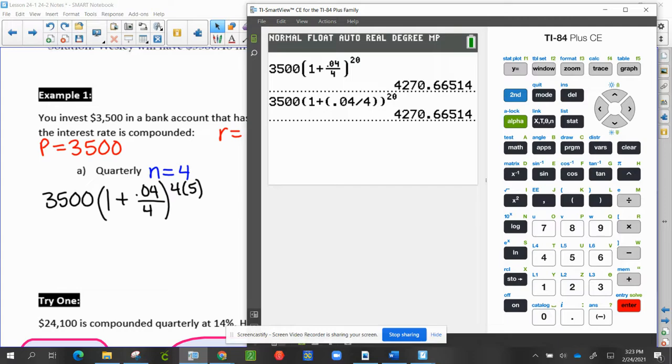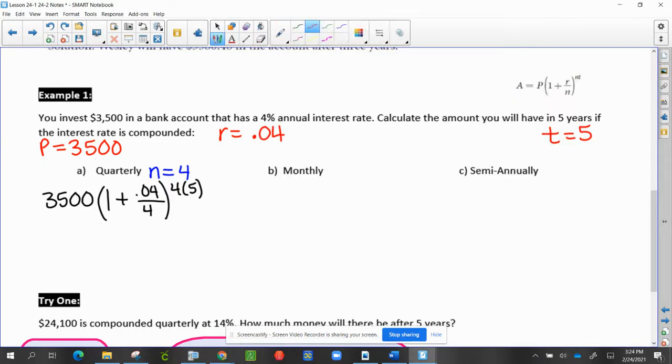Okay, but if we invest our money at 4% compounded quarterly for 5 years, we'll end up having $4,270. Now, for money, we always round to 2 decimal places. So we're going to have 0.67 here. 4,270 and 67 cents. So there's our answer. Okay, so we did nothing with our money besides invest it, and after 5 years, we've gained some money there. Now let's look what happens when we compound our interest monthly.